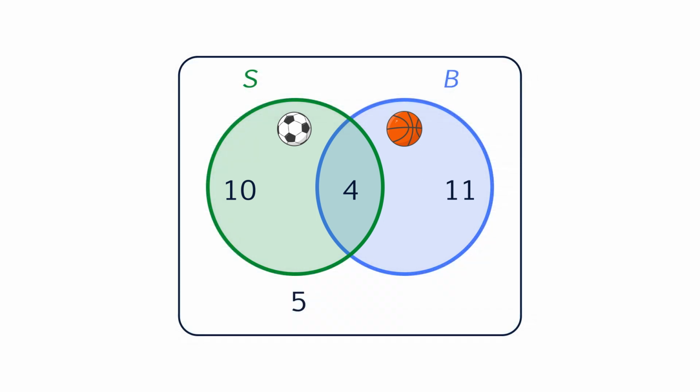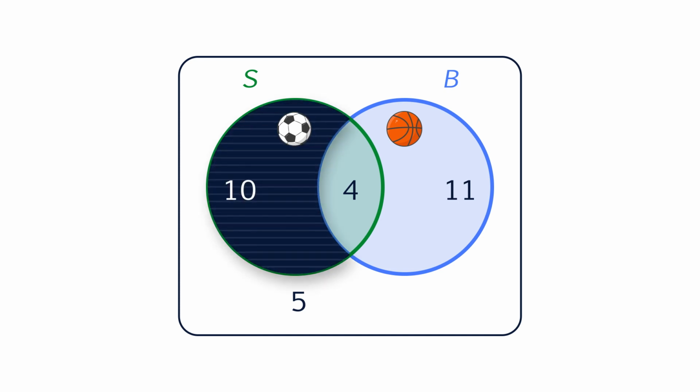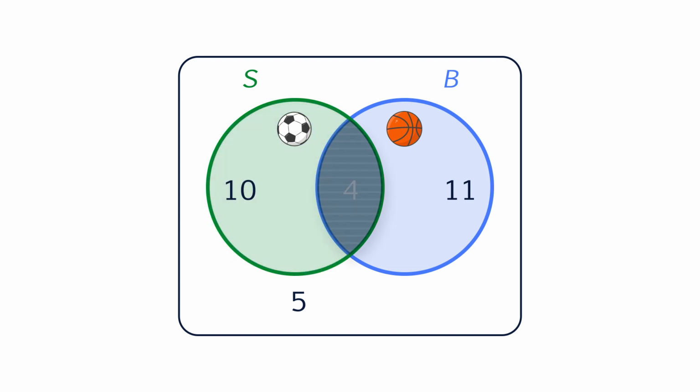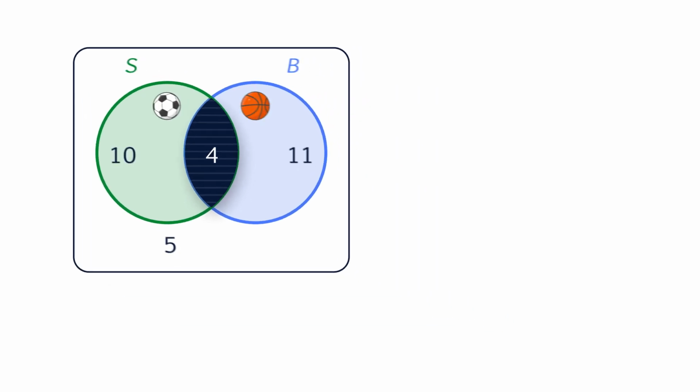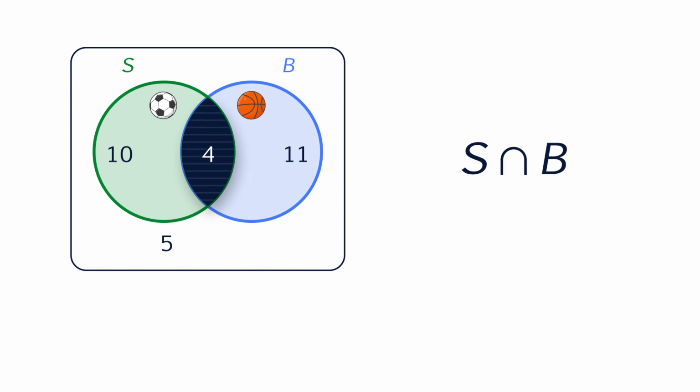Say you need to find the probability that a classmate plays soccer. To find the number of favorable outcomes, you add together the outcomes in all regions representing soccer. In this case, there are 2 such regions. The first region, representing those who only play soccer, has 10 people. The second region, which represents those who play both soccer and basketball, contains 4 people. That is the intersection of soccer and basketball players, S and B.